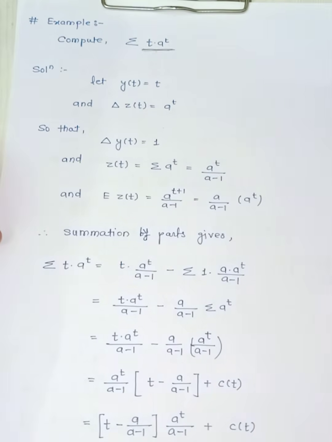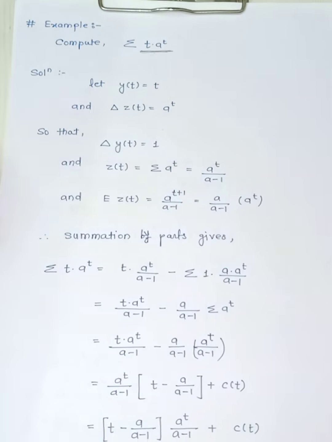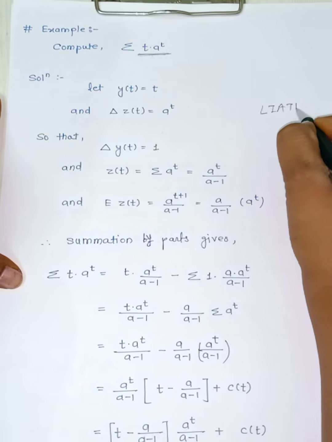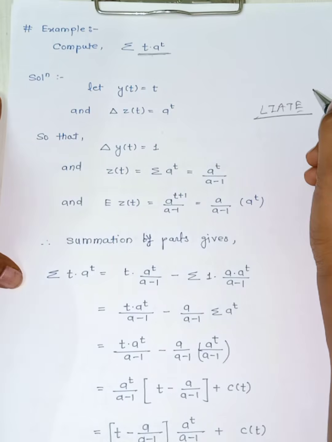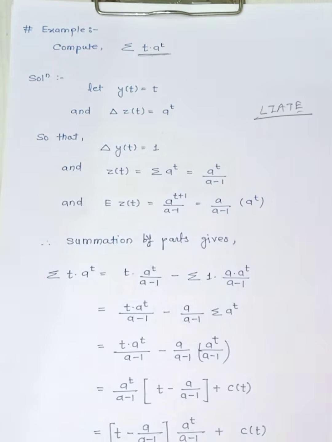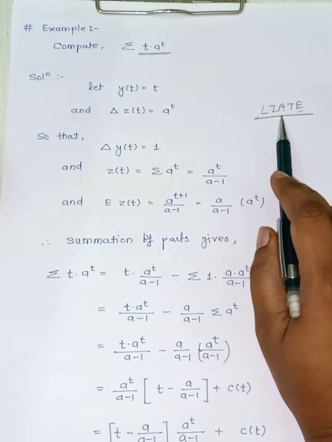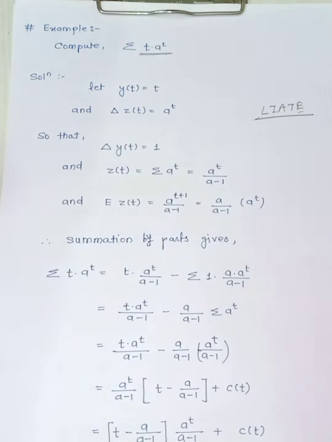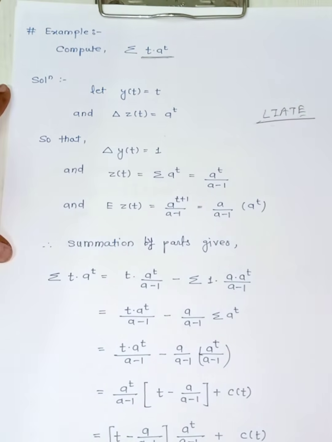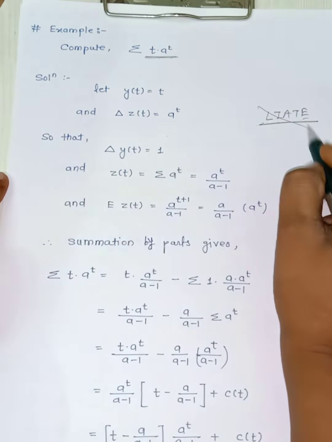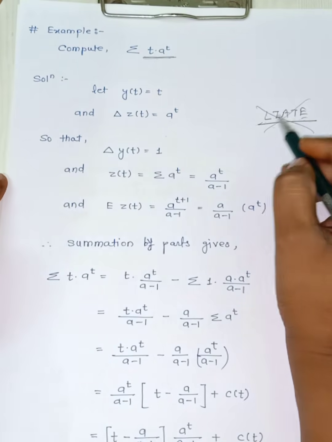As we remember, in differentiation and integration we have seen the LIATE rule: logarithmic, inverse, algebraic, trigonometric and exponential. This was the rule we were applying when we apply the product rule on two functions. But here we don't have any rule like this. So what will we do?